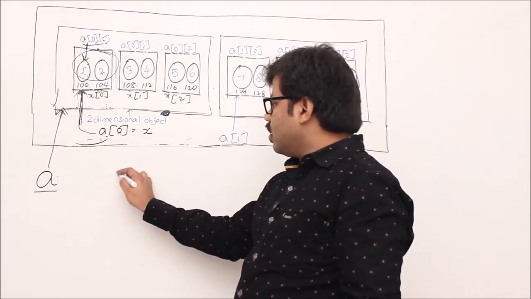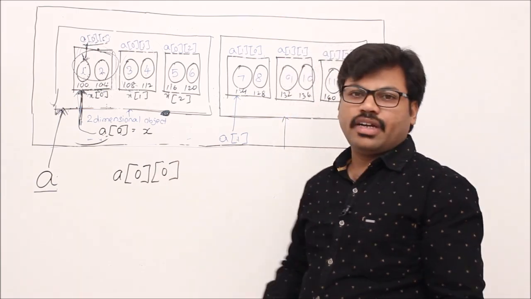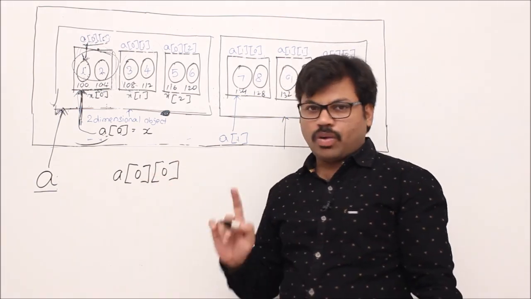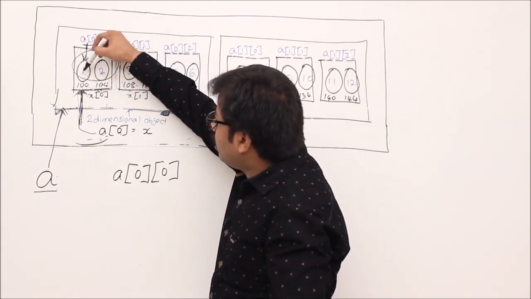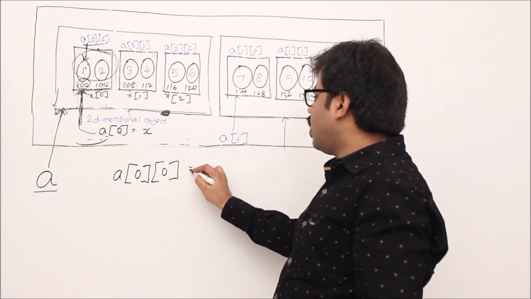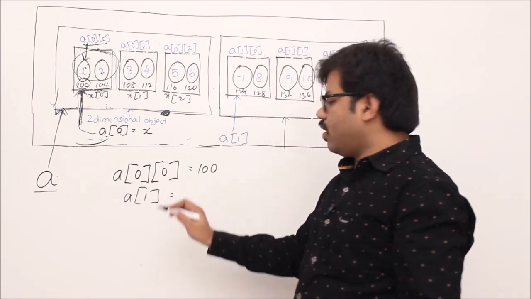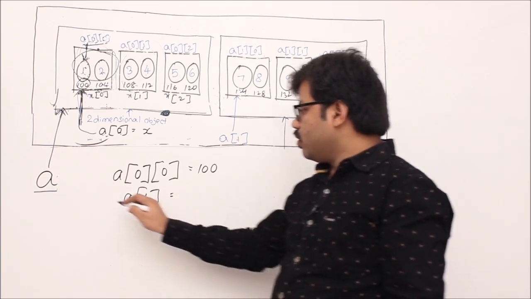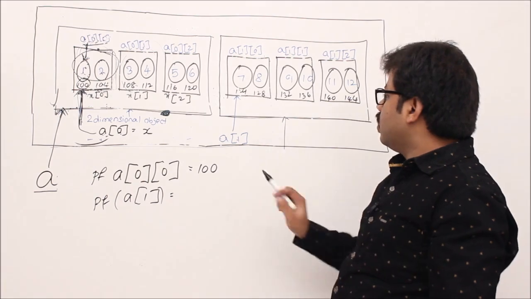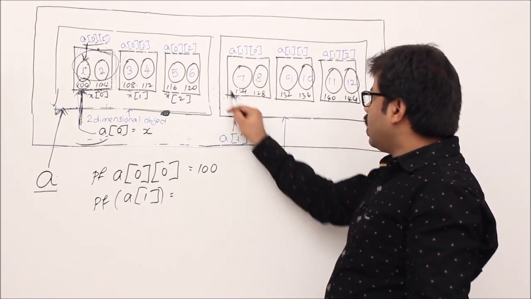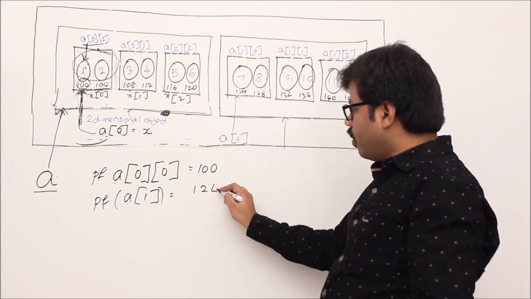Now question number 1 is, what is the output if I print A of 0 0? What will be printed? A of 0 0. Since A of 0 0 is a pointer, where is it pointing? See, A of 0 0 is pointing to this object, and what is the address? 100. That's why 100 will be printed. Fine. What will be printed if I write A of 1? If I print A of 1 using the printf function, A of 1 is pointing to a one-dimensional array, and what is the starting address of that one-dimensional array? 124. That's why 124 will be printed.